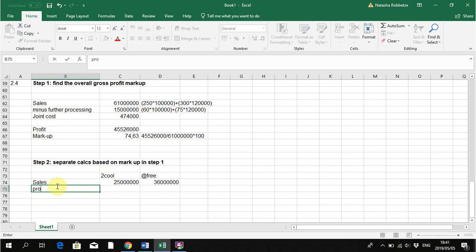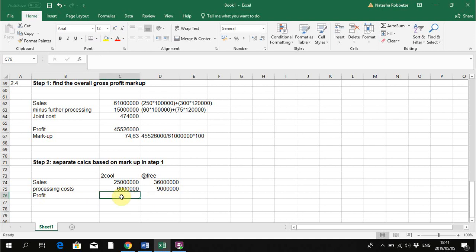Then we're going to calculate our processing cost. For the processing cost, we are going to say it is again 60 Rand times 100,000 units. And it is the 75 Rand times 120,000 units. Then we're going to calculate the profit for the product, and that will be based on sales. So the profit is then sales times markup.